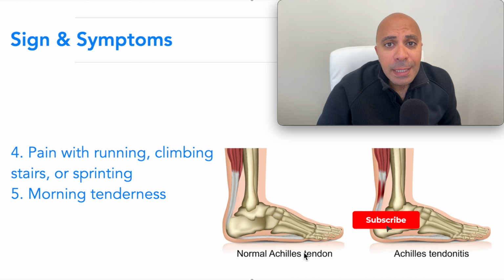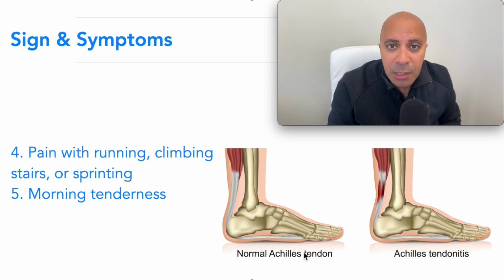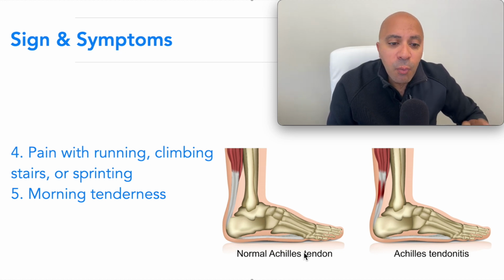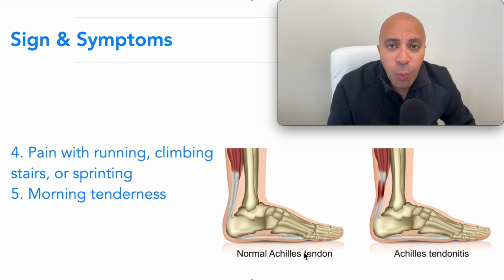The fourth sign and symptom for Achilles tendonitis is experiencing pain with running, climbing stairs, or sprinting. Basically, when you put weight on your heel, you will experience pain. So usually with impact sports or impact activity, and in the worst case, you will feel it while you walk, every time you put weight on your heel.